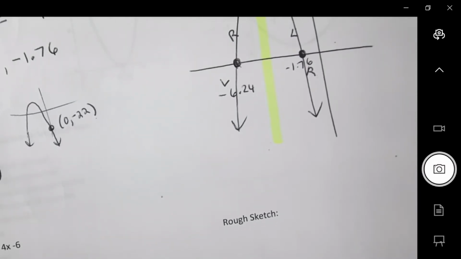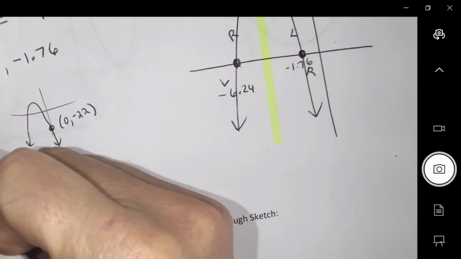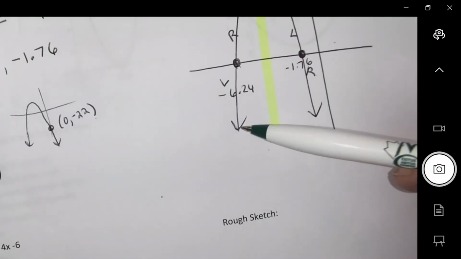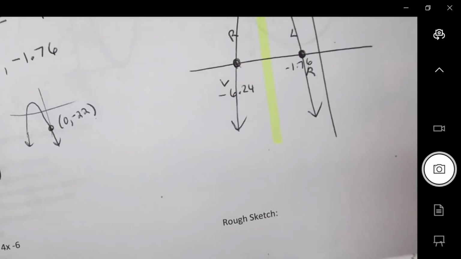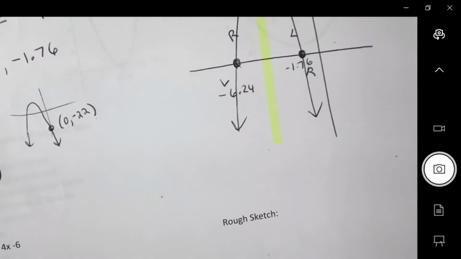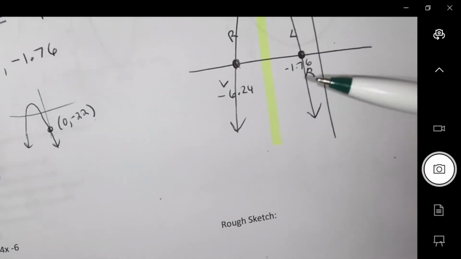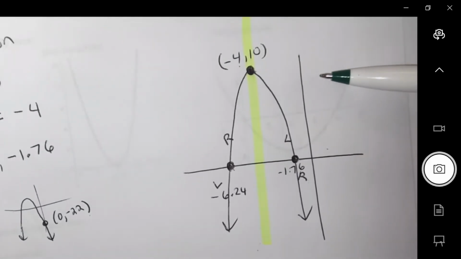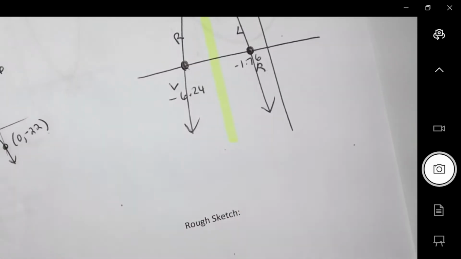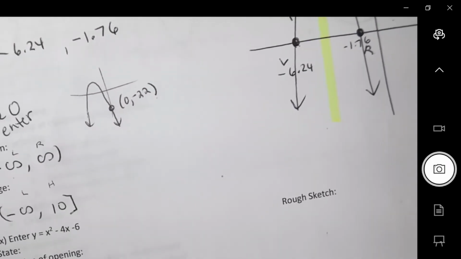Okay, range goes low to high. So what is the lowest we are? What's the height doing here? It's going down, down, down, down, down. So negative infinity. And what is the highest we got up to? And it stops. What's the highest? 10. And on that one, I'm going to put a square bracket.